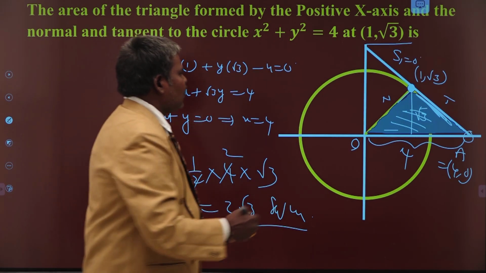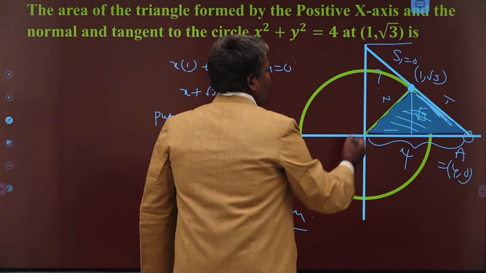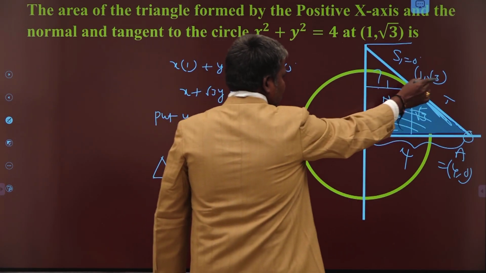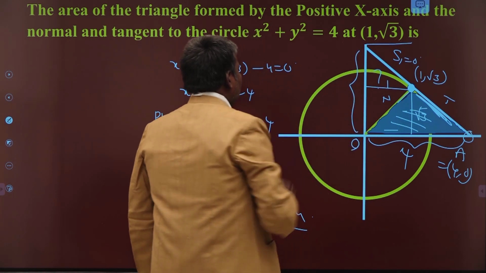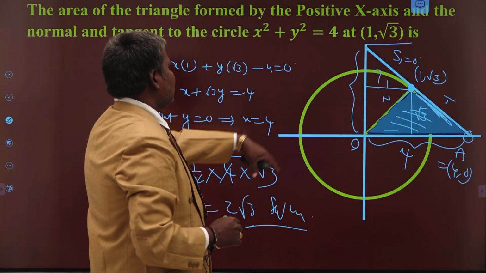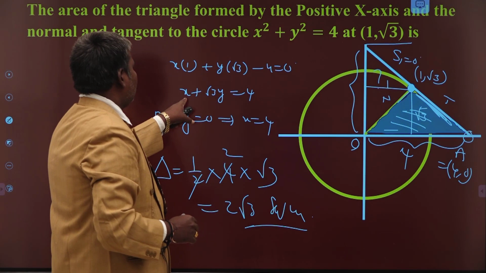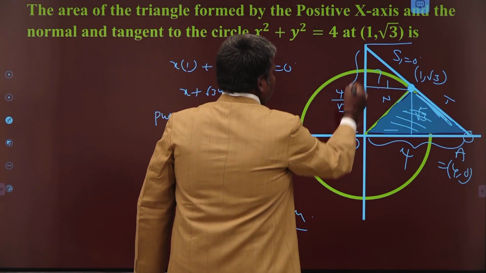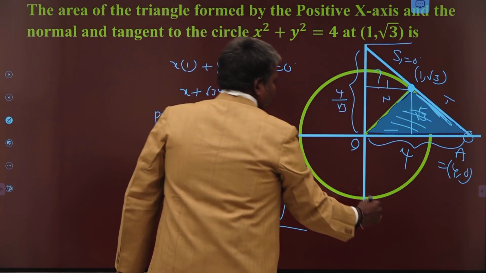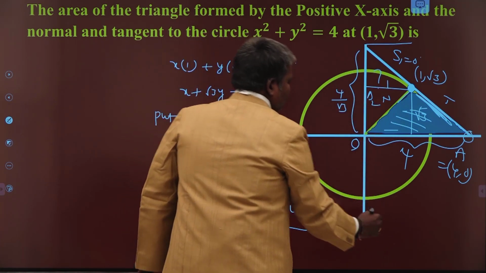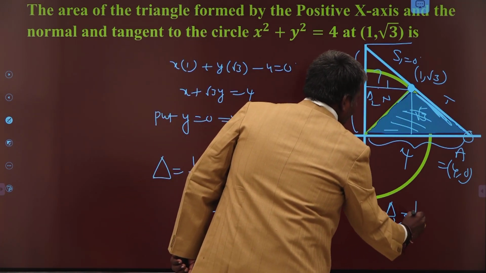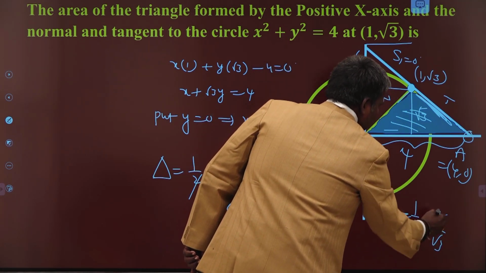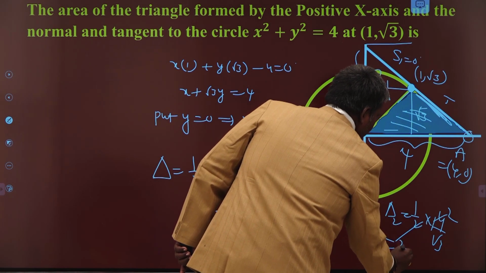Suppose they are asking for the area with the y-axis. The distance from here to here is what now? 1, because this is (1, root 3). Can you find the distance from here to here? Yes, this is the y-axis. Put x equal to 0. We get y is equal to 4 by root 3. So the height is 4 by root 3, or you may take it as the base. So the area, suppose this is delta 2, is obtained by half into 1 into 4 by root 3. This is 2, so 2 by root 3 square units.